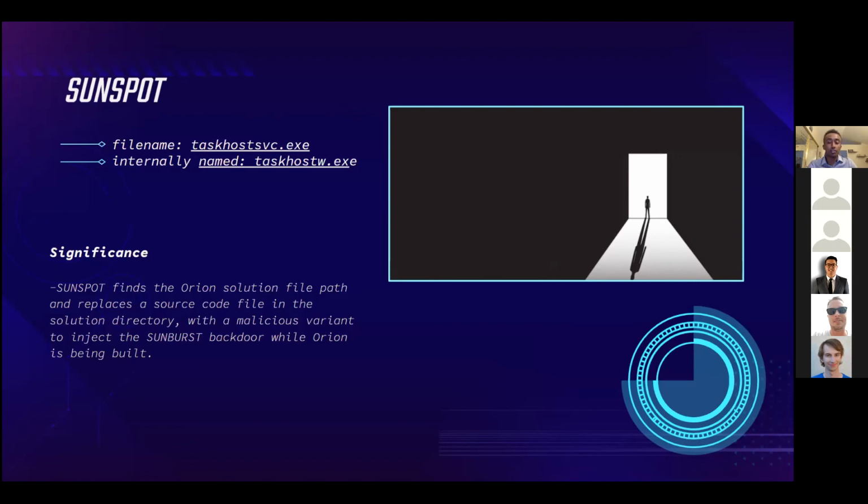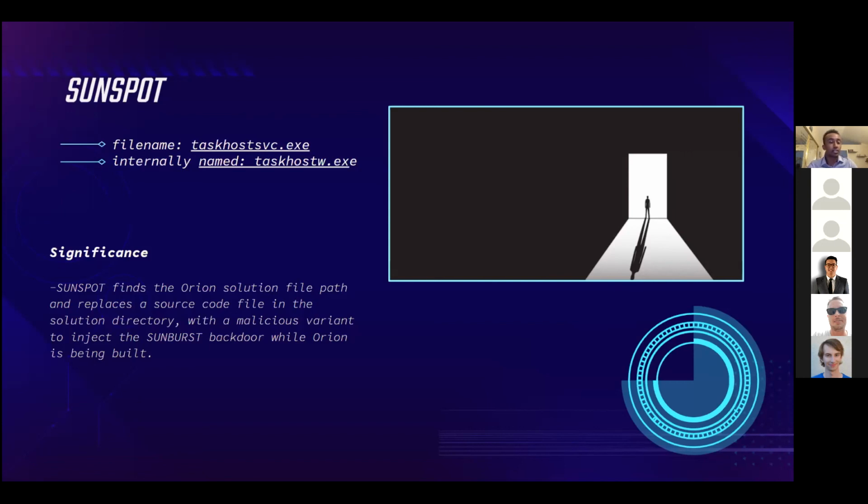We'll get more in depth onto the significance of Sunburst in a bit, but for now, let's keep talking about Sunspot. Sunspot monitors running processes for those involved in compilation of the Orion product and replaces one of the source files to include the Sunburst backdoor code. Several safeguards were added to Sunspot to avoid the Orion builds from failing, potentially alerting developers to the adversary's presence. This is yet another factor for how this went undetected for such an extended period of time.